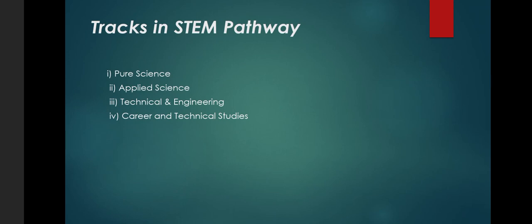Learners, again, I want you to take note of the following. The last two tracks, that is technical and engineering and career and technical studies, when you get to senior school, have been grouped together to form one particular track that we are calling technical studies. So in conclusion, or rather to sum it up, the three main tracks that are found in STEM as a pathway are pure science, applied science, and then career and technical studies.